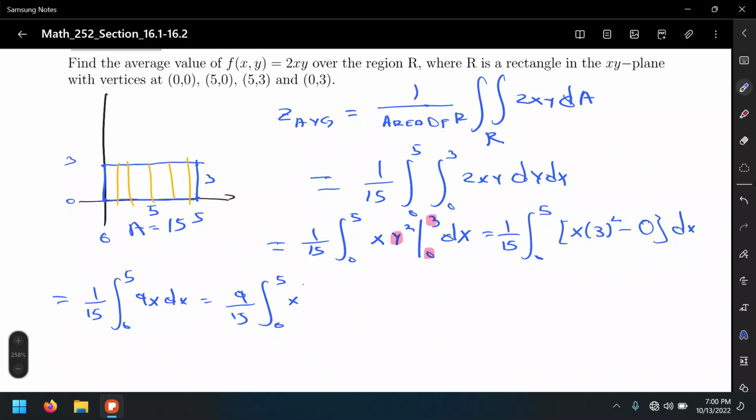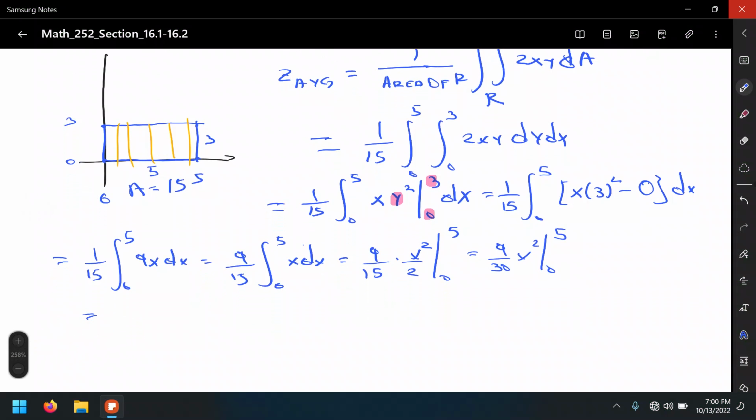And we're going to integrate just x, which in this case is going to be 9 over 15 times x squared over 2 from 0 to 5, which is really, the denominator will reduce to a 30. So that's 9 over 30, x squared from 0 to 5. And let's just simplify using the calculator. So that's 9 over 30, and that's 5 squared minus 0 squared. And simplifying this should give us 15 halves. All right?